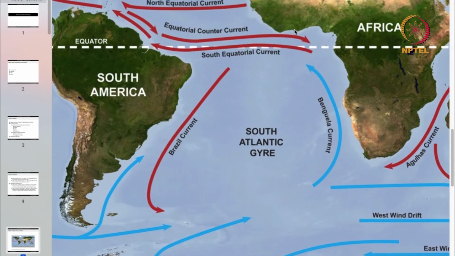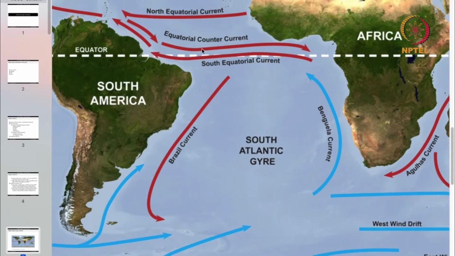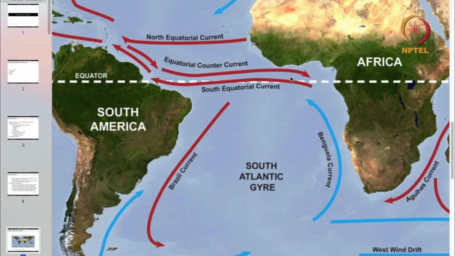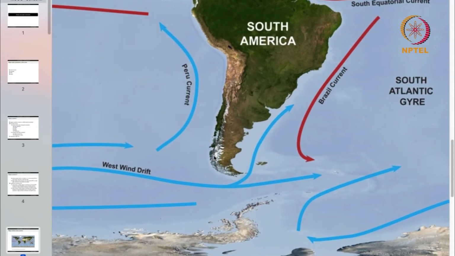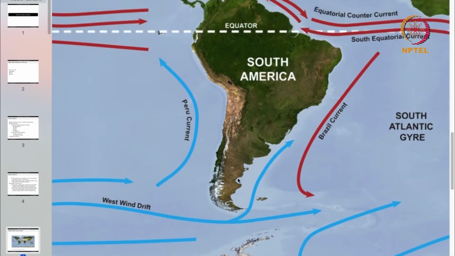Then it meets with the south equatorial current, and here as well we have the equatorial counter current and the north equatorial current. Now the south equatorial current moves southwards in the form of the Brazil current, and this is a warm current. Being a warm current, it will increase the temperatures and it will create more rainfall because it will make the air more humid. And then this will ultimately join the west wind drift.